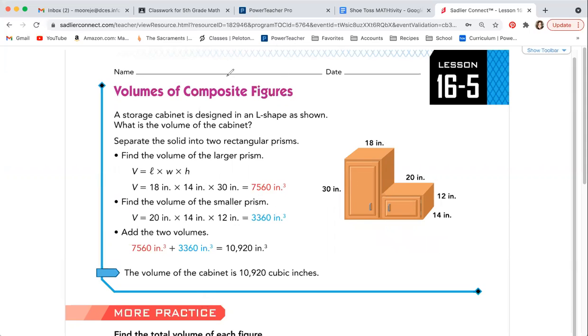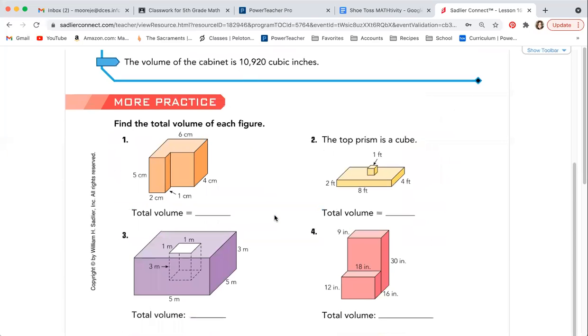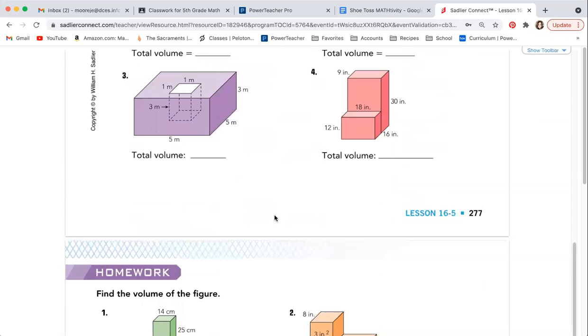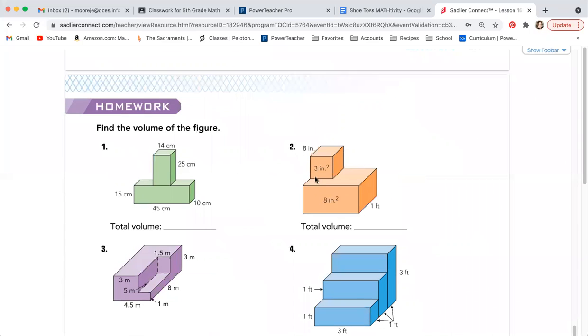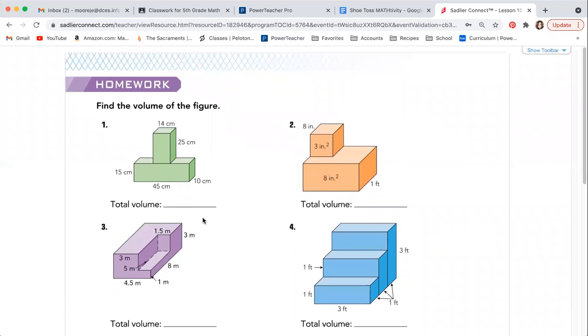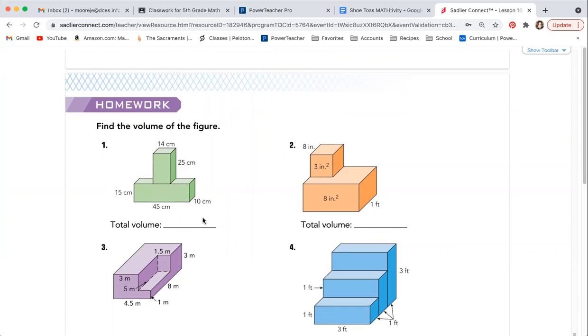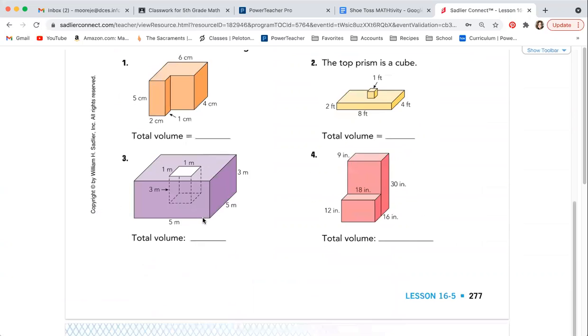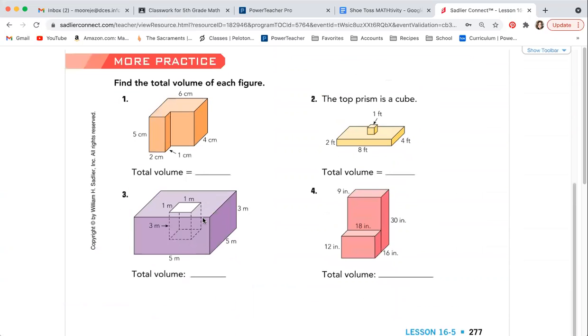So let me scroll down. My plan for the day is to do number 2 with you, and then let you do 1, 3, and 4 on your own. It might be hard and it might not be perfect, and that's okay. We're just gaining some experience and exposure to finding composite volume. So these are the top 8 that we're going to work on today, okay?